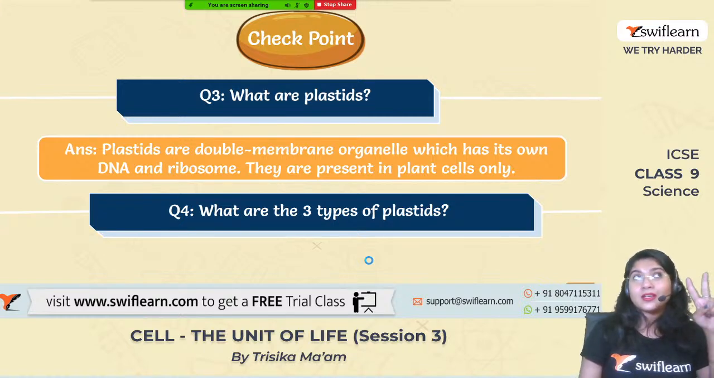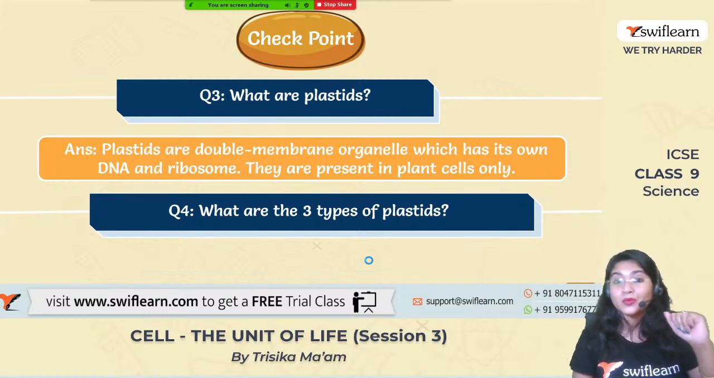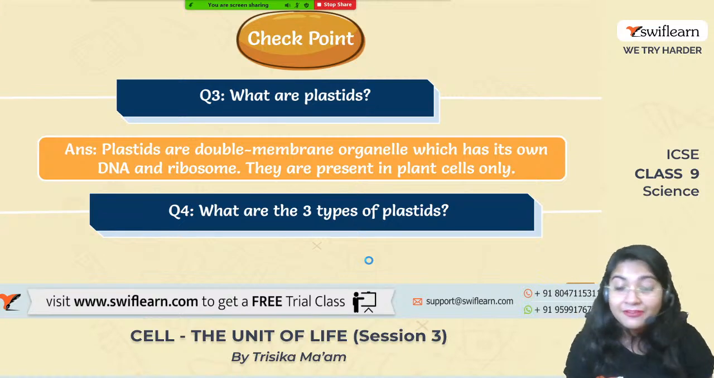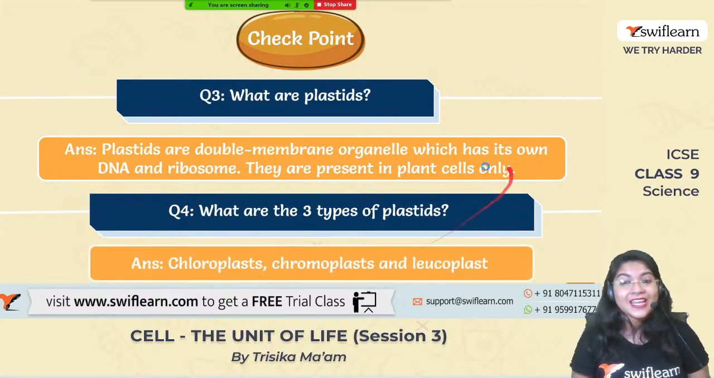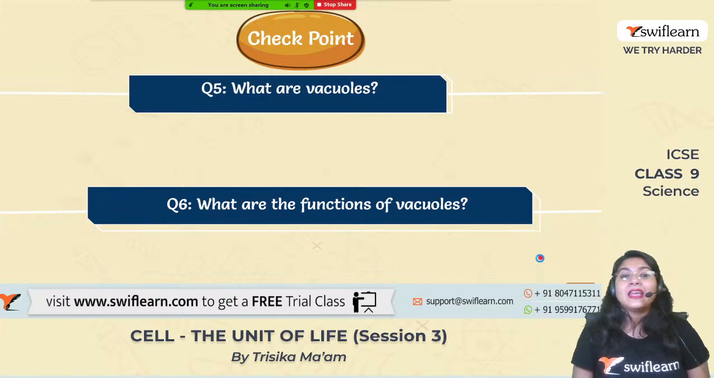There are two cellular organisms which contain their own DNA and ribosome. Those are the mitochondria and the plastids. Fine. So, what are the three different types of plastids? Yes, they are chloroplast, chromoplast, and leucoplast, depending upon what type of pigments are present within them. Right? Okay. Now, let us find out what are vacuoles.